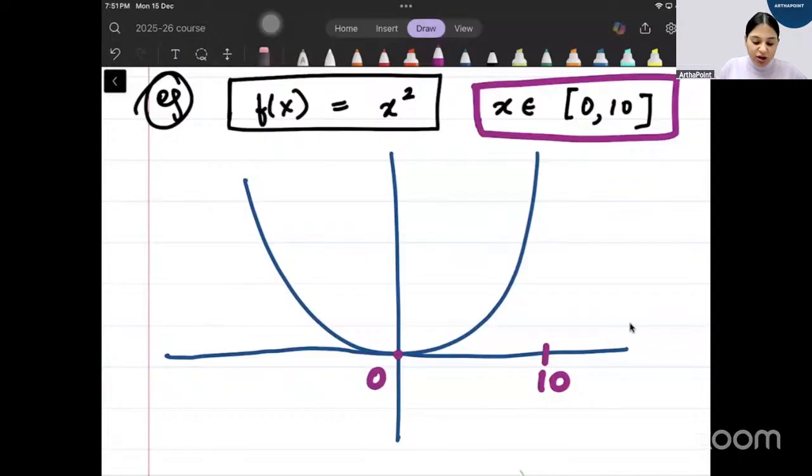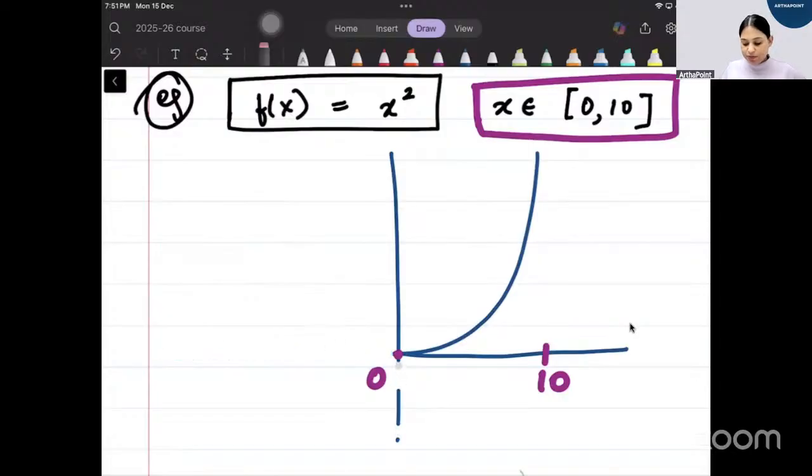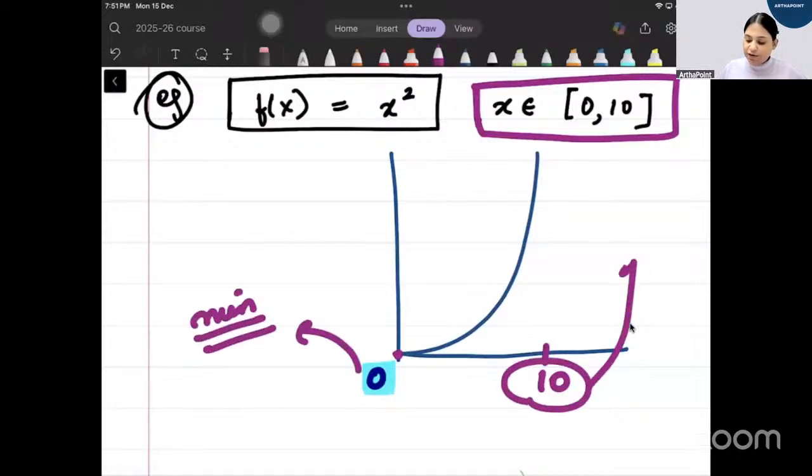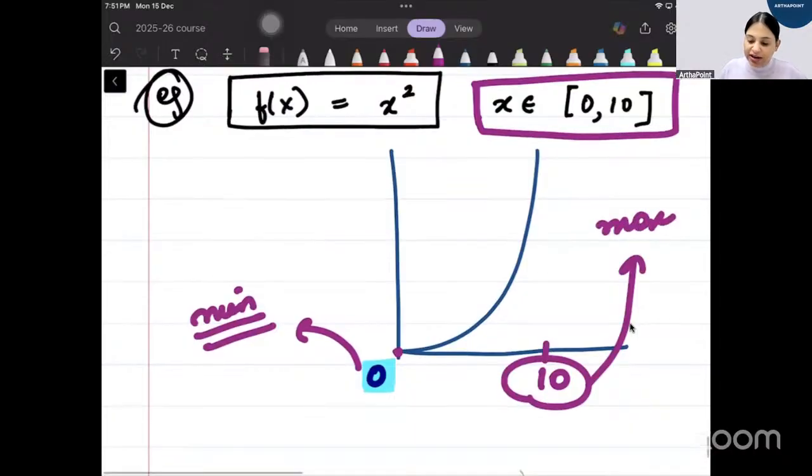So I know that in the interval 0 to 10, this part will not exist. I am only talking about 0 to 10. And in 0 to 10, the function is increasing. So it means that at 0, the function should have a minima, and at 10, the function should have maxima. So in this case, I don't really have to solve. By looking at the property of the function, I will know whether there will be maxima or minima. Is it clear? So sometimes this property may turn out useful for you. Okay, so now this question I leave it to you to check.